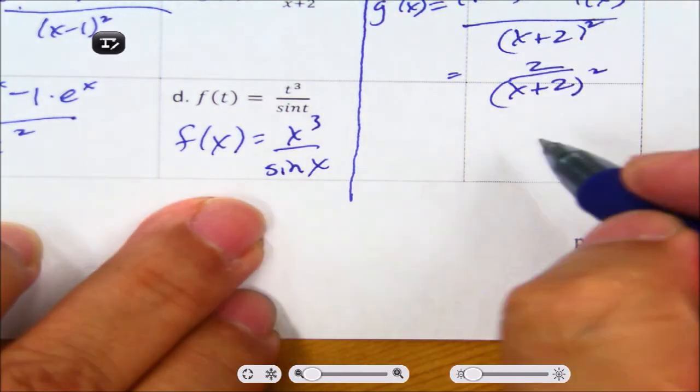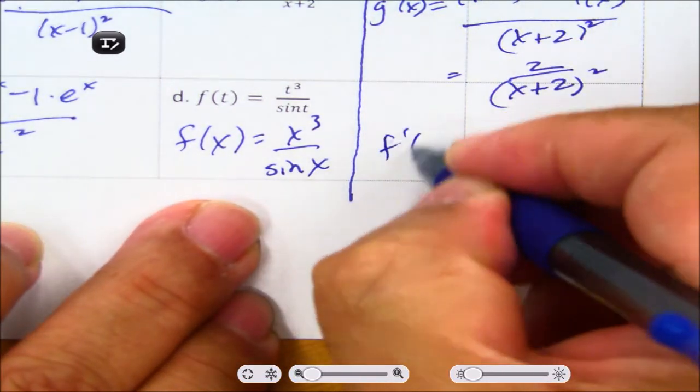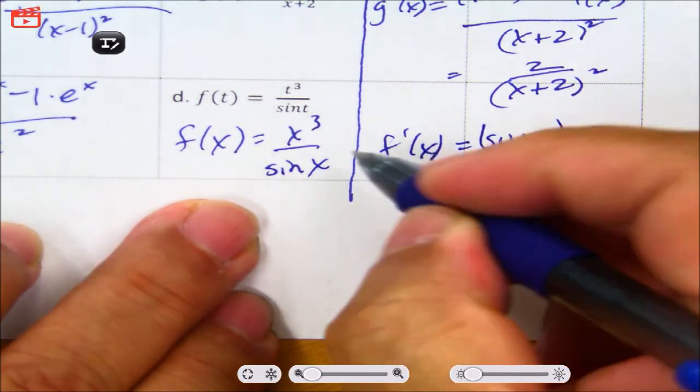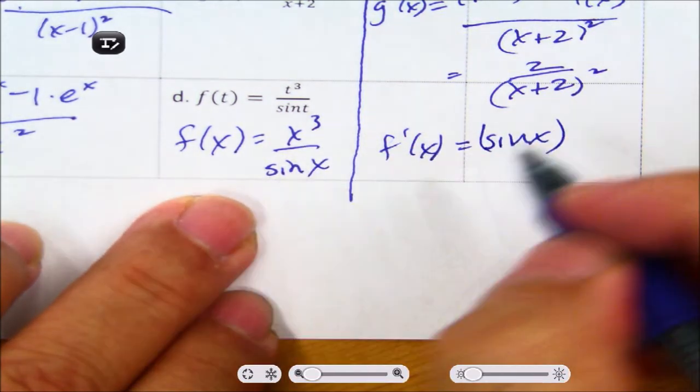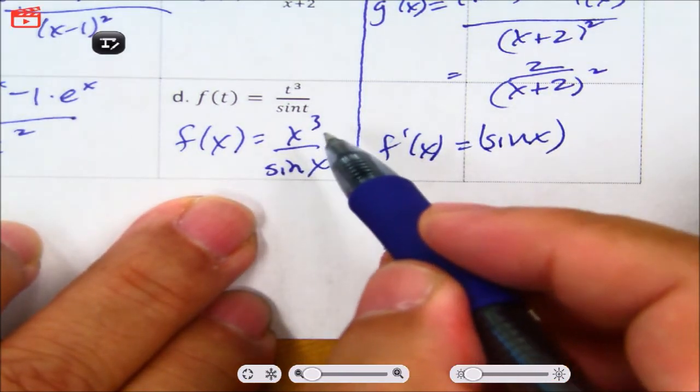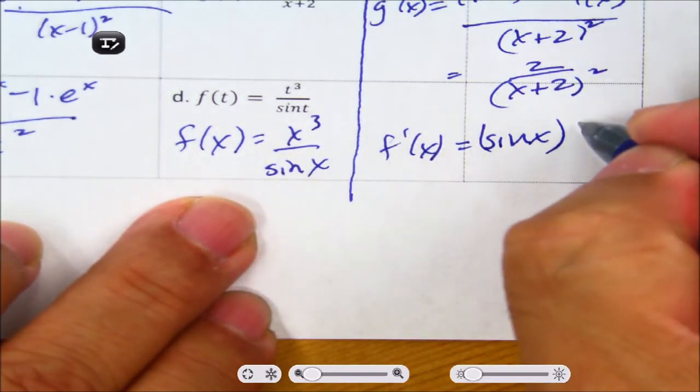So you bring up the denominator, right? Bring up the denominator. So that's sine x times the derivative of the numerator. So it's not multiplied by each term. It's multiplied by the derivative of the numerator. So that would be 3x squared.